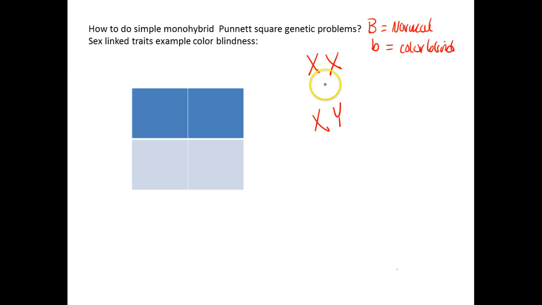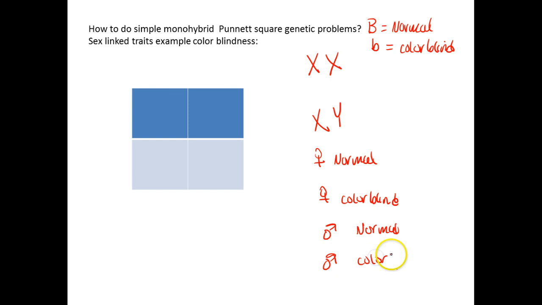So the possible phenotypes are female normal, female colorblind, male normal, male colorblind. Now, if you're female normal, then the possible genotype is you could be homozygous normal, so this is how you would write it, or you could be a carrier since you have two X chromosomes.